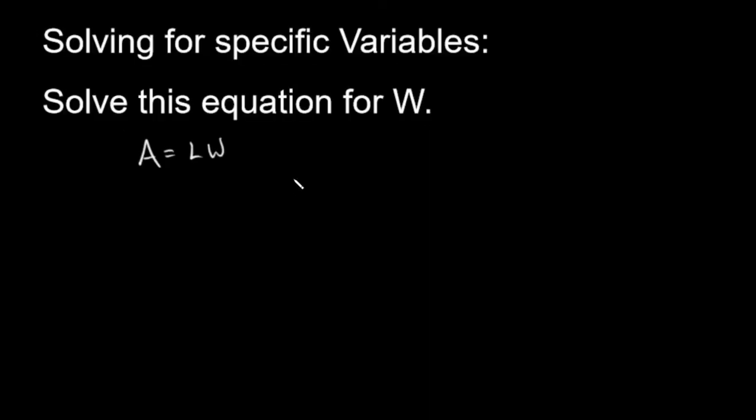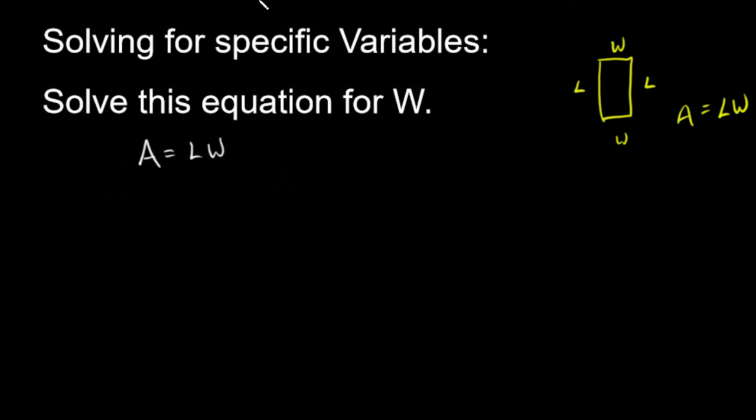All right, next is solving for specific variables. This is something fairly different. We want to solve this equation for W. We've got A equals L times W, and this is the area of a rectangle, right? You have a rectangle, and it's got a length and a width. The area of said rectangle is the length times the width, right? You guys remember that? So that's an actual formula, and we're going to solve it for W.